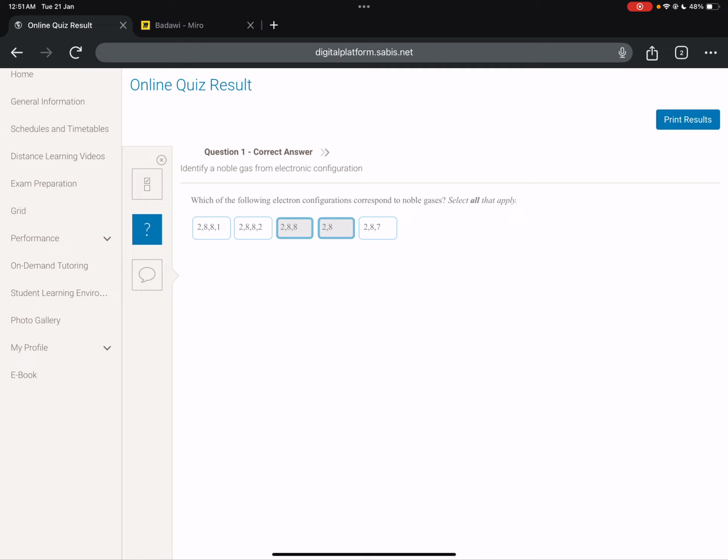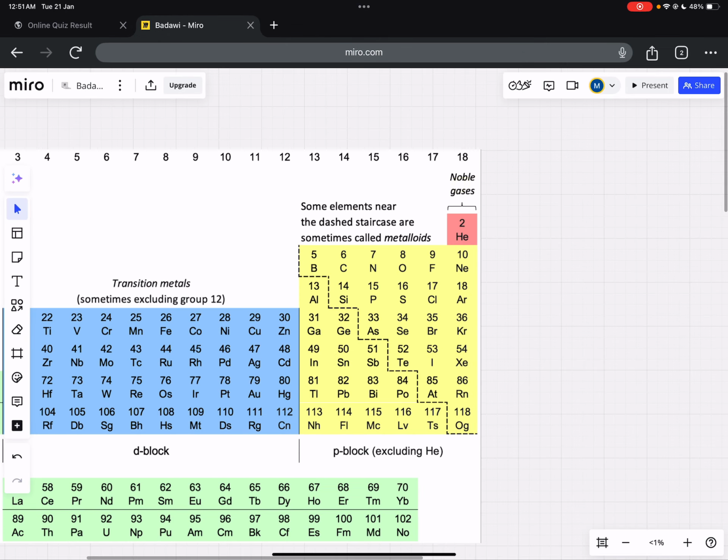So let's begin. First question, which of the following electron configurations correspond to noble gases? First of all, let's look at our periodic table and locate where noble gases are found. Noble gases are found, as we can see, in group 8. What is special about noble gases is that they are very stable, they are inert, so they are unreactive.